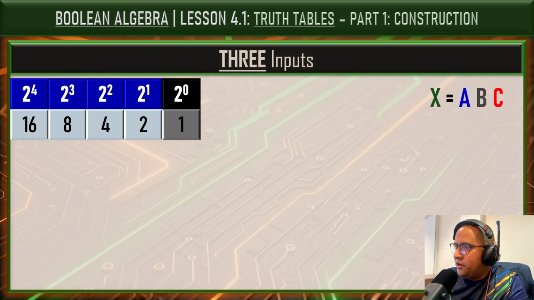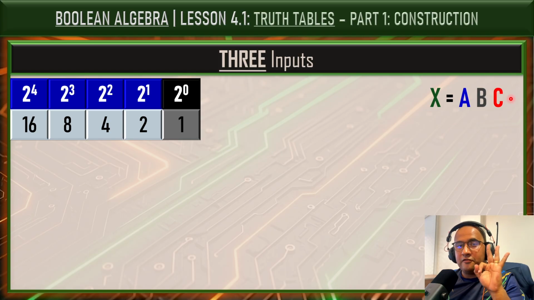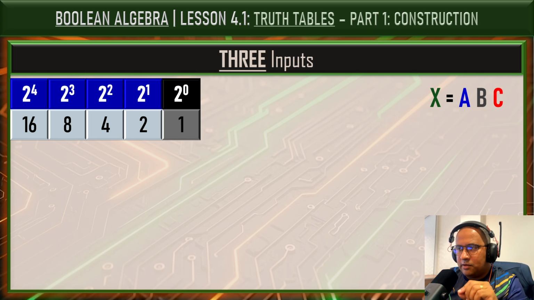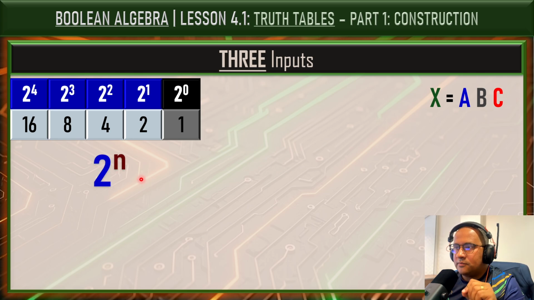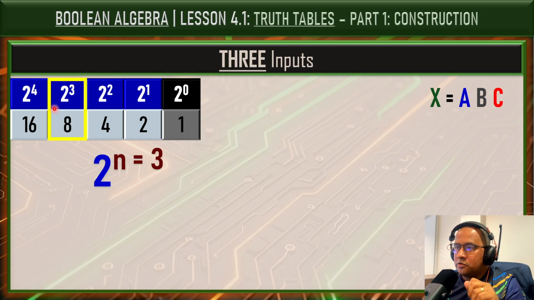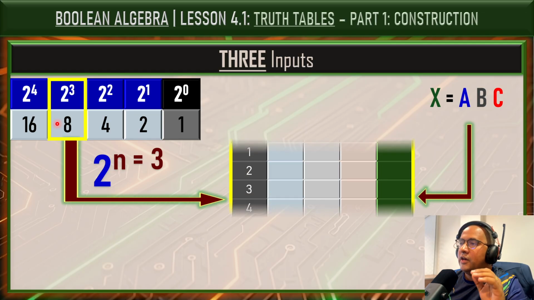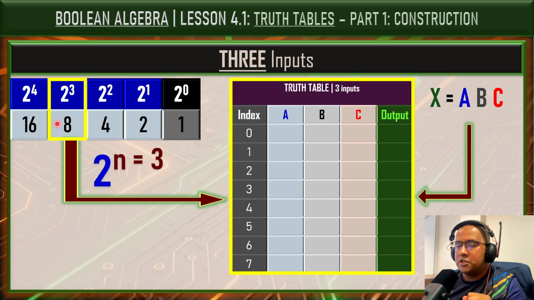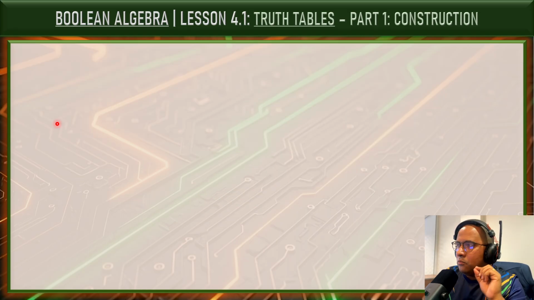Here we have 3 variables, A, B, and C. That means we have 3 inputs. Using the same rule, 2 to the power of n, since we have 3 inputs, n equals 3. Therefore, we calculate 2 to the power of 3, which gives us 8, which means the truth table will have 8 rows, 8 input combinations. It's very easy, it's very simple. Let's look at one more example.